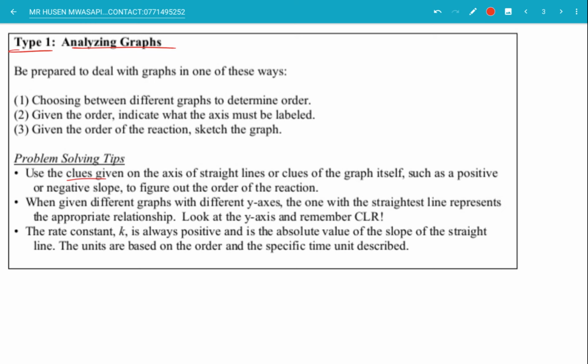Now the rate constant K is always positive, because if you look at mathematics, we can consider it to be the absolute value of the slope of the straight line. So the units are based on the order and the specific time unit described. Be mindful that despite the slope being negative, the value of the rate constant should always be positive. That negative or positive sign in the slope just shows you the order of the reaction.